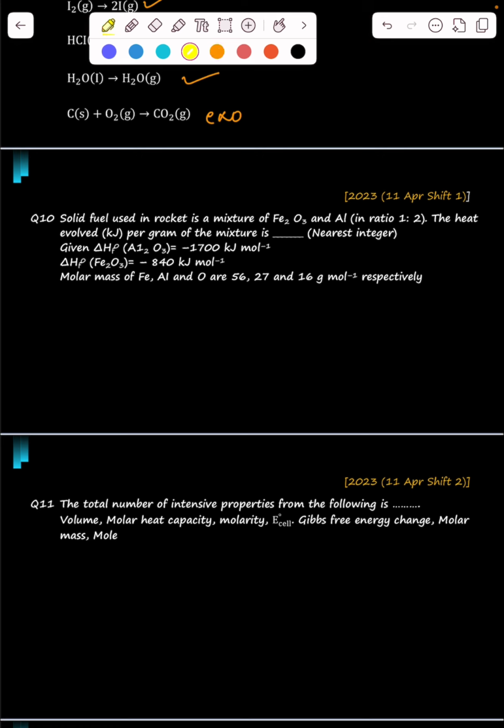Solid fuel Fe2O3 and aluminium. Ratio is 1 is to 2. The heat evolved per gram of the mixture will be. Okay, let's write the first equation. Fe2O3 plus aluminium, that is the 1 is to 2 ratio. So let's write 2. Aluminium is a better reducing agent, so this will give you 2Fe plus Al2O3. So that should be 1 is to 2 ratio.